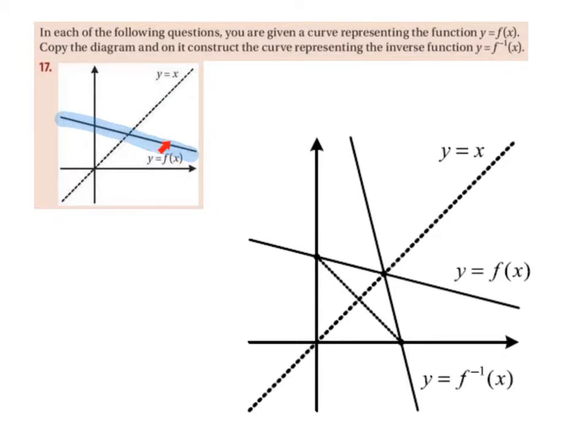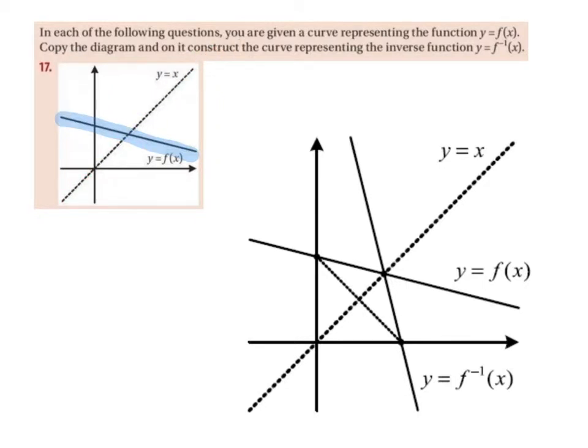So the blue line is our function y equals f of x, and we need to draw its inverse, and every function's inverse is found by literally just swapping the x values for y and the y values for x. And graphically it can be seen as a reflection in the line y is equal to x.